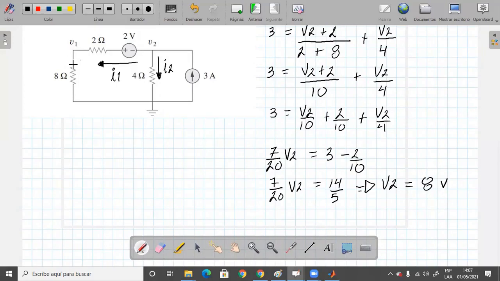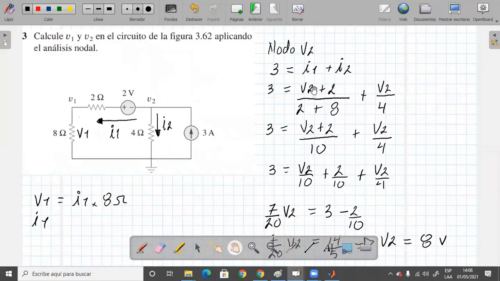Now, what they ask me to find is voltage V1. Voltage V1 is the same voltage that falls on the 8 ohm resistor. They ask us for V1 and V2. We already have V2, so V1 is going to be equal to the current I1 times the 8 ohm resistor. But how much is I1? We had expressed I1 earlier as V2 plus 2 over 2 plus 8.